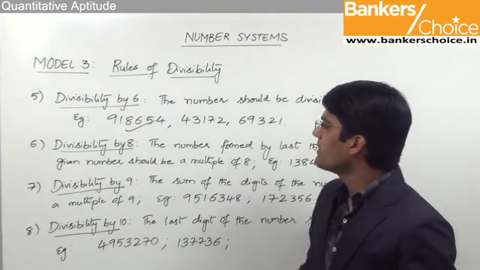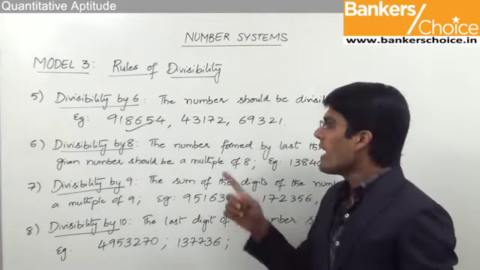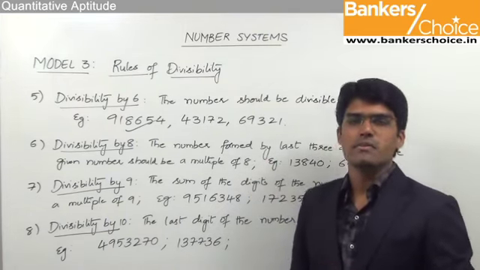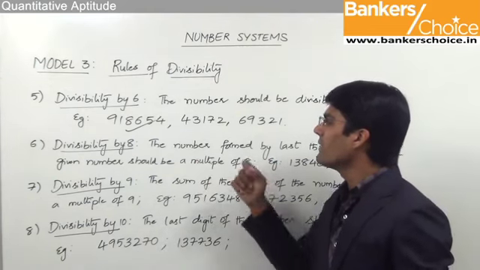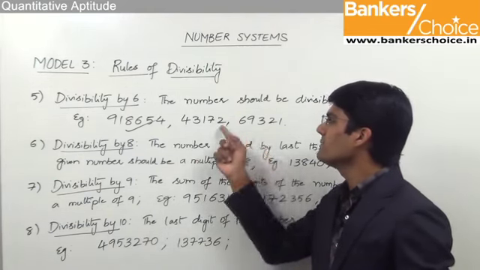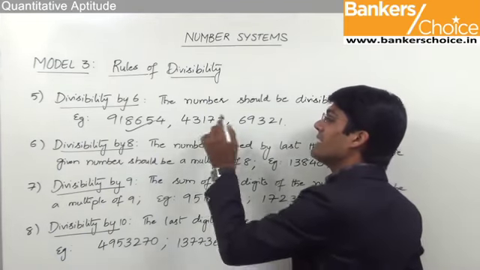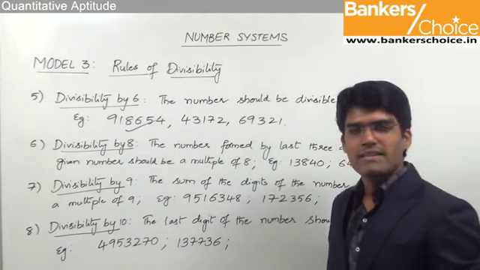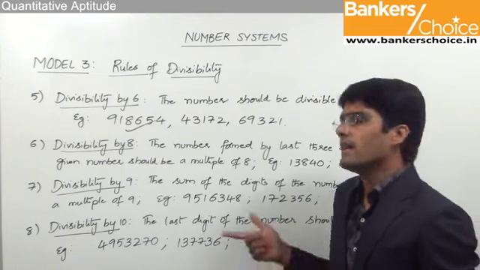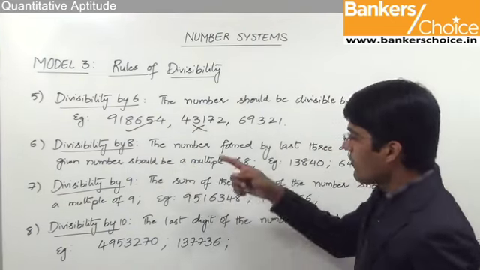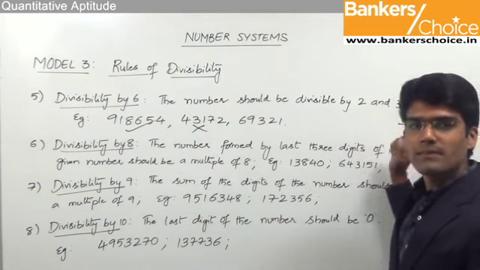Moving on to the next example, 43172, that is 43,172. Now as the given number is even, it is divisible by 2. Let us now see the divisibility by 3. 4 plus 3 is 7, plus 1, 8, plus 7, 15, plus 2, 17. 17 is not a multiple of 3. Hence, this number is not divisible by 3. So we can see that the number given here is divisible by 2 but not by 3. Hence, it is not divisible by 6. Why? Because for it to be divisible by 6, it should be divisible by both 2 as well as 3.